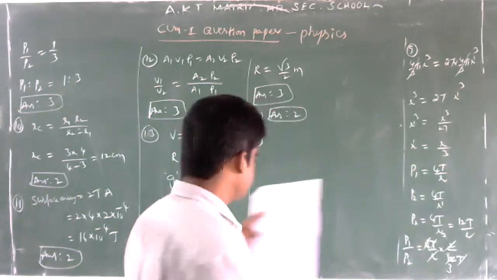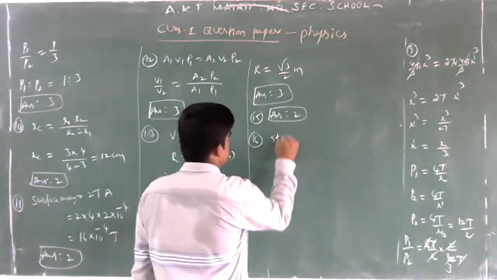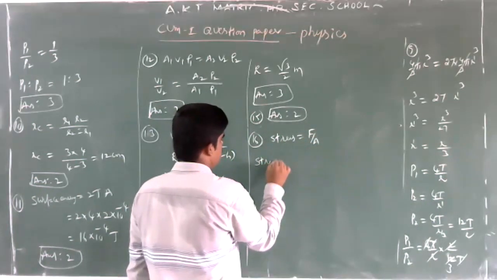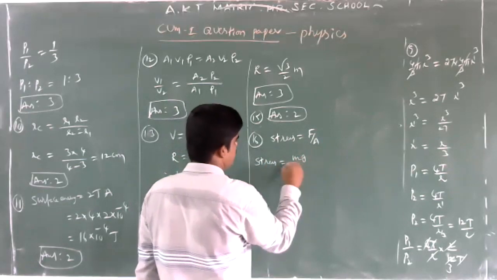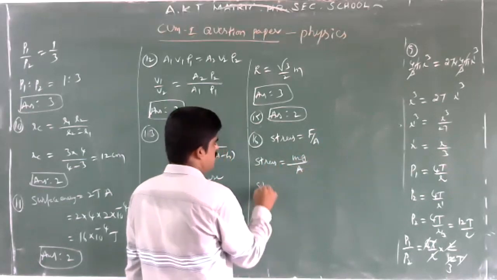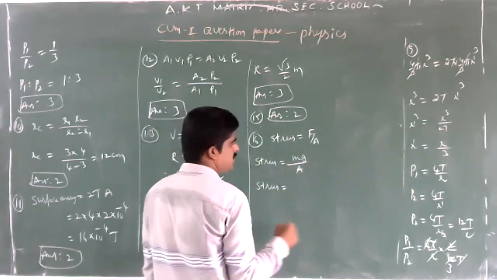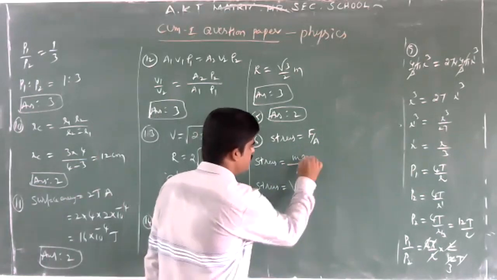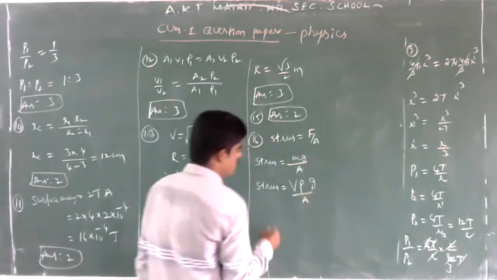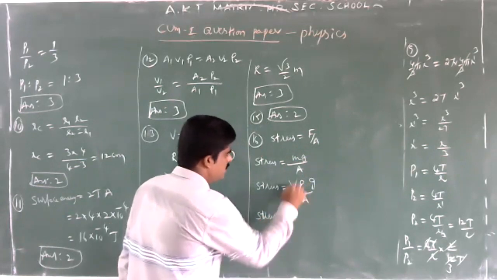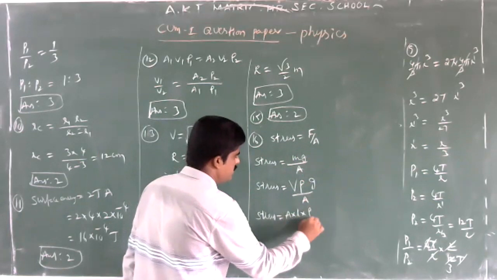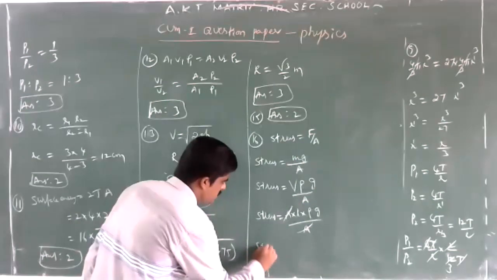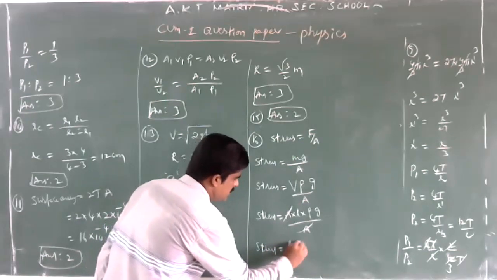Okay. So we know that stress is equal to the force acting per unit area. Stress is equal to mg by the cross-sectional area. Density is equal to mass by volume, so mass is equal to volume times density. Stress is equal to volume, that is A into L, into rho g divided by A. Stress is equal to L rho g.